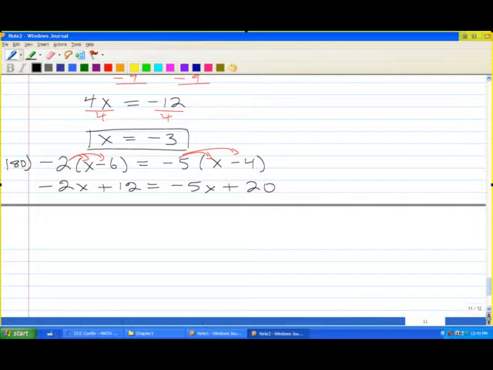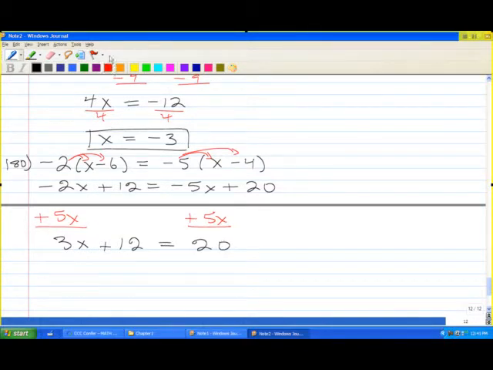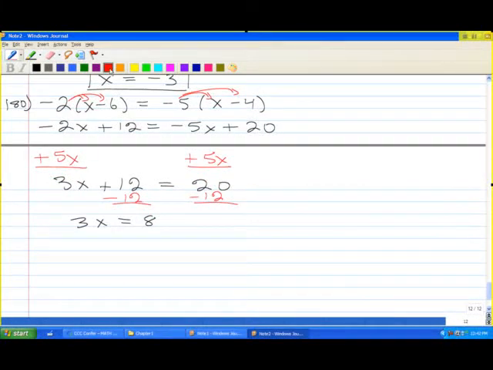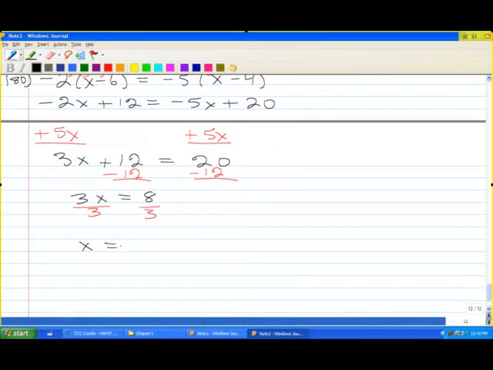Now let me try to isolate x on one side of my equation. So the smaller coefficient is a negative 5 in front of the x. So let's add 5x to both sides of my equation. So if I do that, I get 5x minus 2x is 3x plus 12 equals 20. The 5x's cancel. Subtract 12 from both sides of my equation. And so I get that 3x is equal to 8. Lastly, let me divide both sides of my equation by 3 to solve for x. And so x is equal to 8/3. And that is your answer.